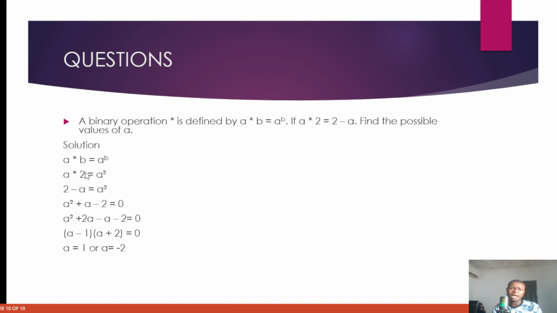So this binary operation answer is equal to 2 minus a, and that is what you see in the next line. Here this is forming a quadratic equation, so I have to find the factors of this quadratic expression, which are minus 1 and plus 2. At the end of the day, when I factorize, I get a equals 1 or a equals minus 2.